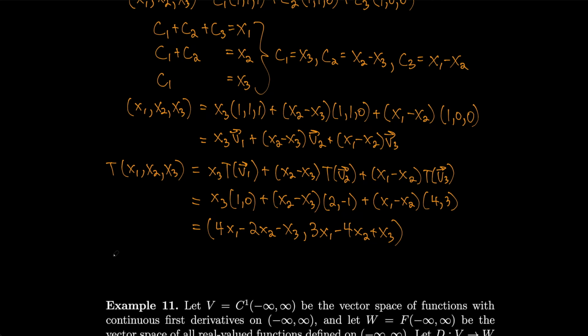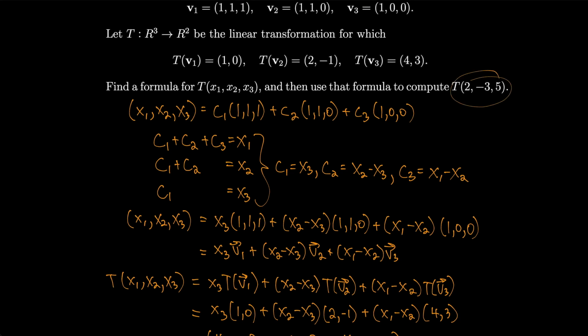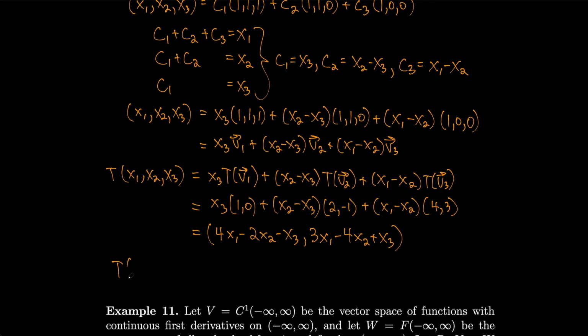Okay, so then let's apply this transformation to (2, -3, 5). If we take T and apply that to it, we just plug in for x1, we'll plug in 2, and then for x2, we'll plug in minus 3, and then for x3, we'll plug in 5, and we'll get (9, 23).